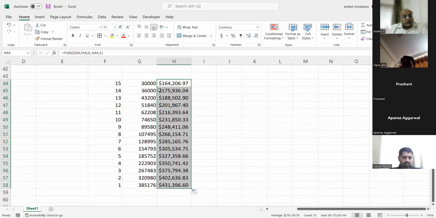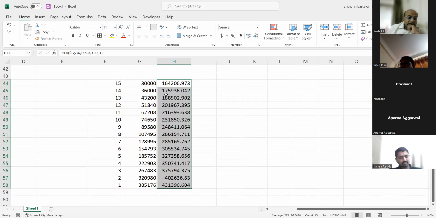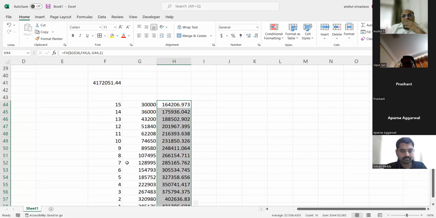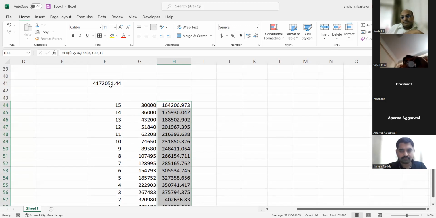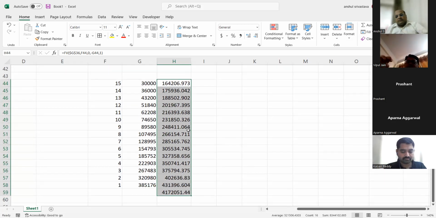So all these separate future values have come. Your 30,000 will accumulate to 164, 36,000 will accumulate to 175, 43,200 will be accumulating to this, and if we add all of them, 41,72,051, which is the future value of this increasing annuity schedule, and it is the same as what we are getting from the formula. Now, in this case, if you want to apply goal seek, you can do that.